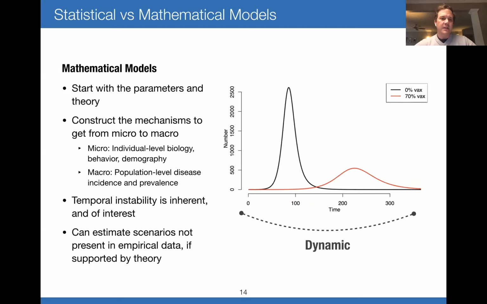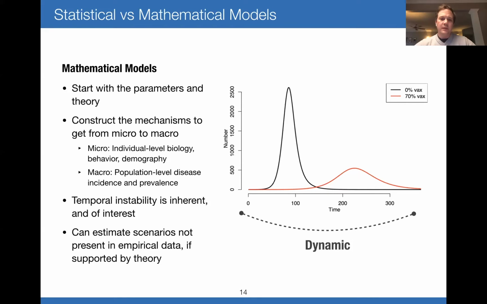In contrast, mathematical models, which I'll use as a synonym for epidemic models as well, start with the parameters and theory instead. And they construct mechanisms to get us from the micro level to the macro level in many cases, where the micro is individual level biology, behavior, demography, or other features. And the macro level, what we want to end up with are some features of the population, usually something to do with disease incidence and prevalence.